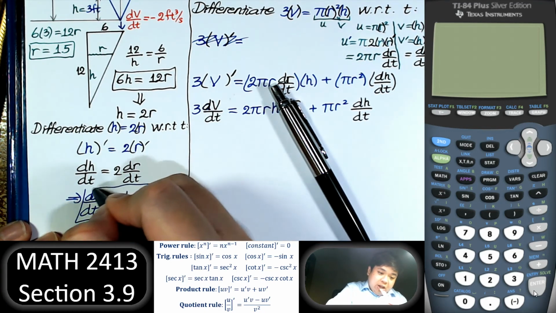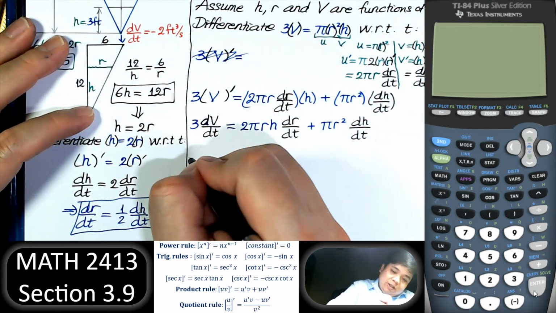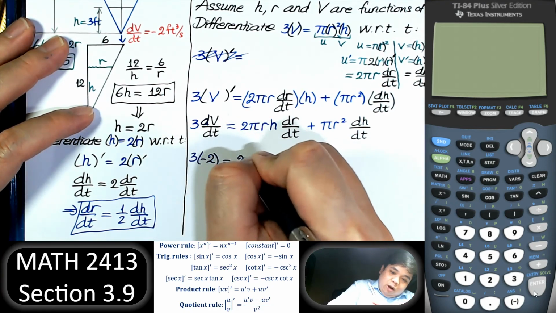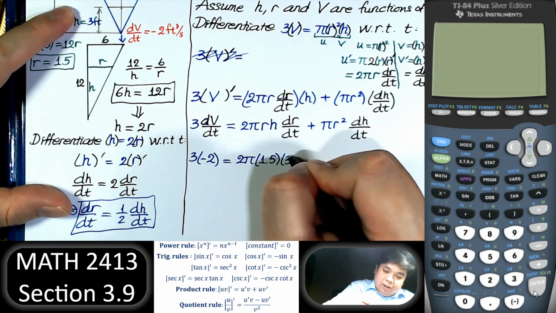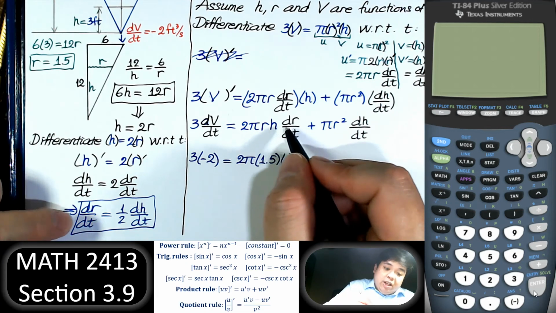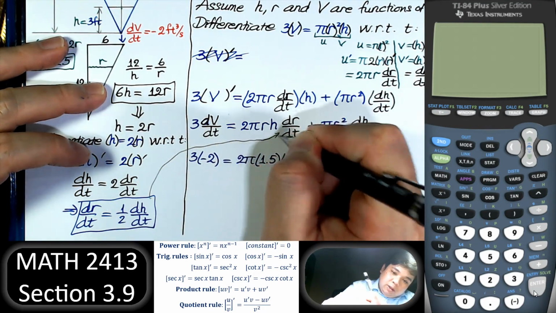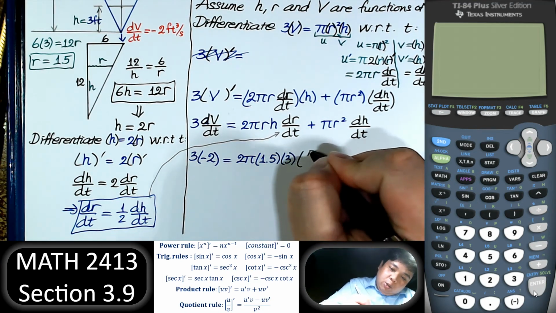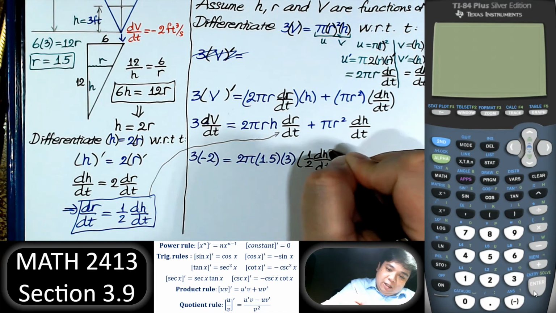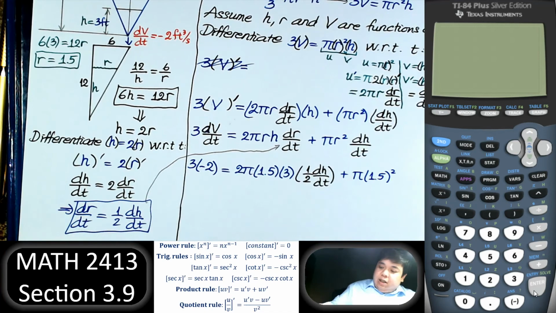Now with that, we substitute everything we have in this problem. The dV over dt is negative 2. So 2 pi r, at that moment r is 1.5, h at that moment is 3, times dr over dt, which is 1/2 dh over dt, plus pi times 1.5 squared times dh over dt.